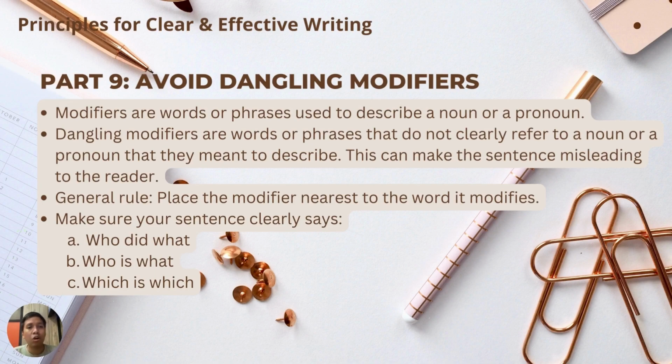Next is we avoid dangling modifiers. Modifiers are words or phrases used to describe a noun or a pronoun. Dangling modifiers are words or phrases that do not clearly refer to a noun or a pronoun that they meant to describe. So this can make the sentence misleading to the reader.